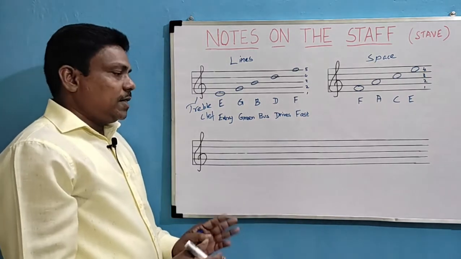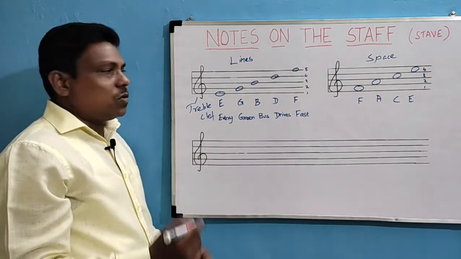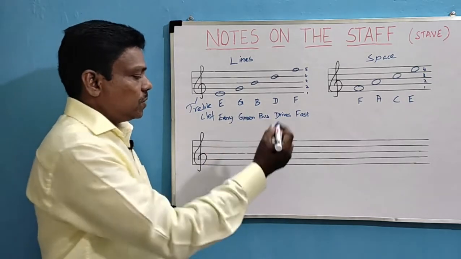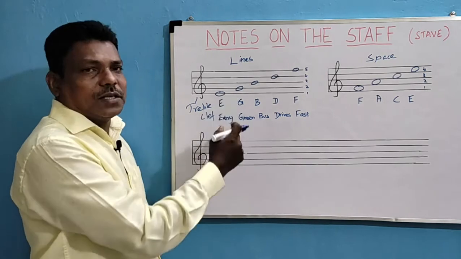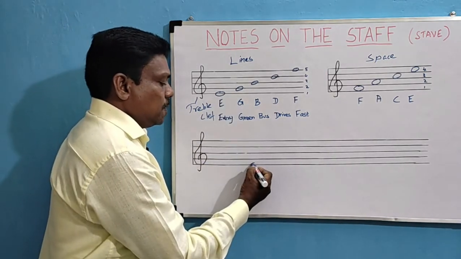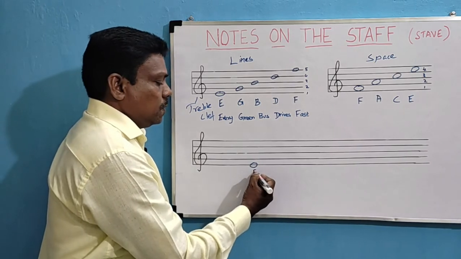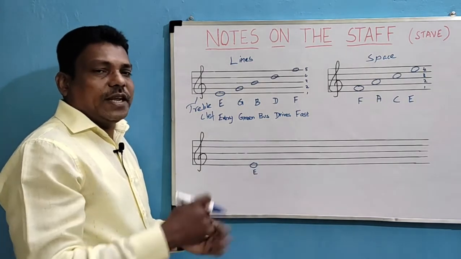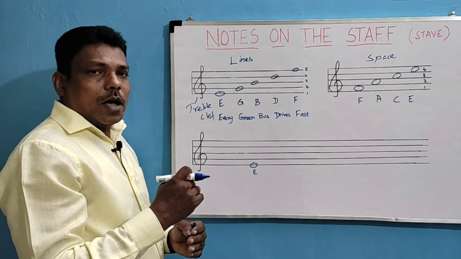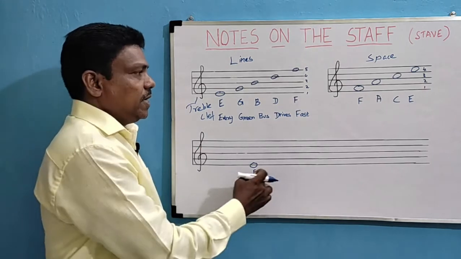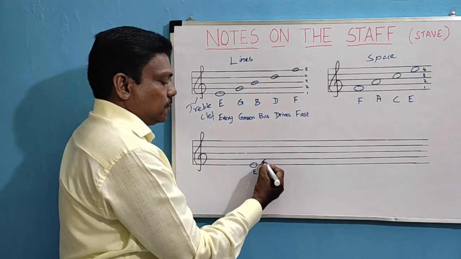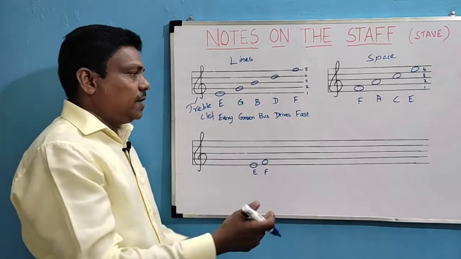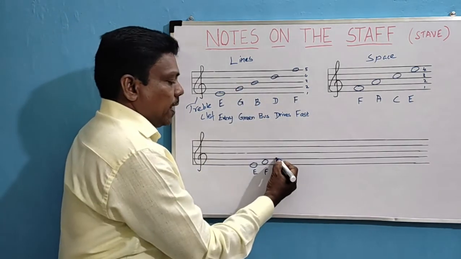Now we'll see the continuation of these notes. What is the theory behind it? How is it formed? Let's see the note written on the first line. The note written on the first line is E. After E, what is the next musical note? According to the order, after E it is F. See here, F is on the space. After F, what is the next musical note? G. See here, G comes on the line.